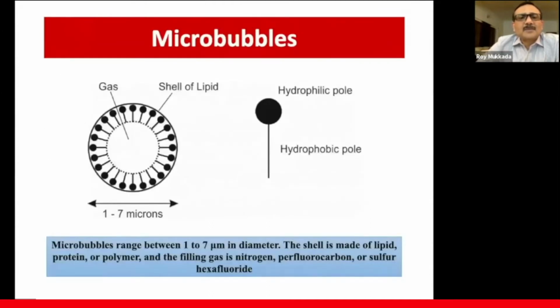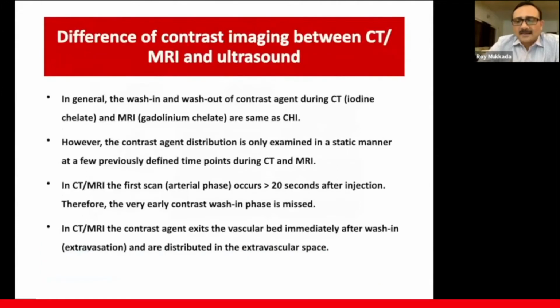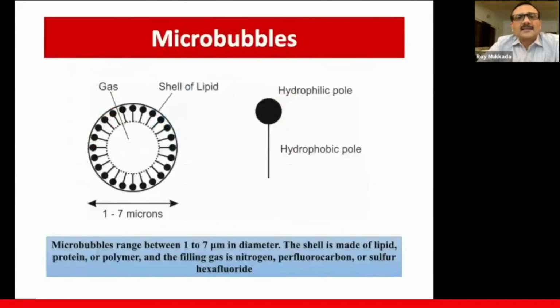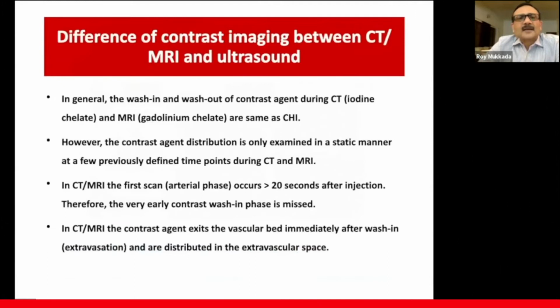Now, this is how the microbubbles look, a picture depiction. They are 1 to 7 microns in diameter, and the shell is made of lipid, protein or polymer, and the filling gas is nitrogen or perfluorocarbon or sulfur hexafluoride.